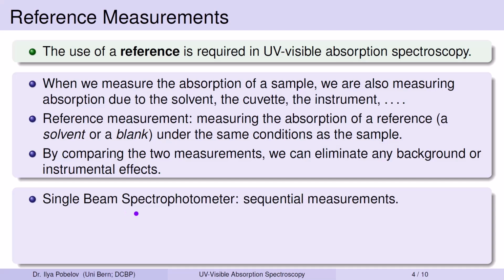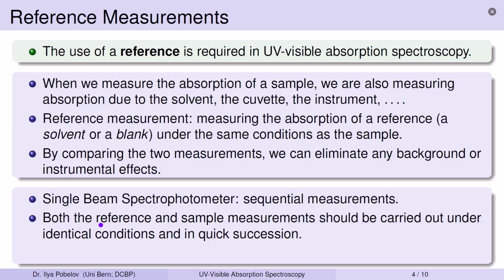Single beam spectrophotometers are simpler in design, but the separate measurements for the sample and the reference can introduce potential errors, especially if conditions change between the two measurements. For instance, slight fluctuations in the light source intensity or drifts in the detector can affect the accuracy of the results. To prevent these issues, it's essential to ensure that both the reference and sample measurements are carried out under identical conditions and in quick succession.